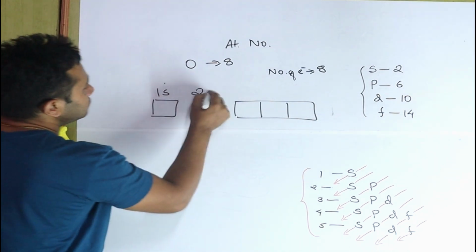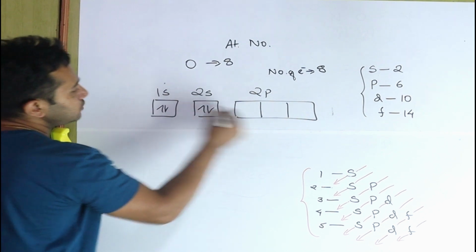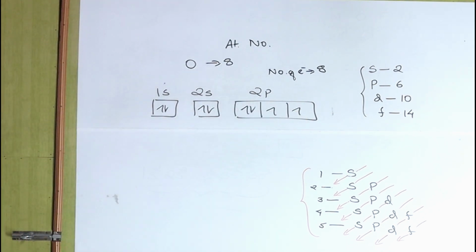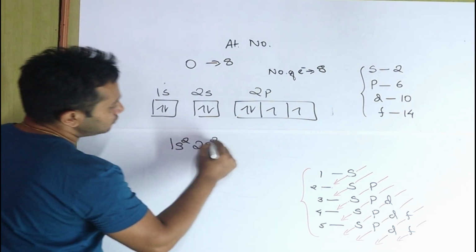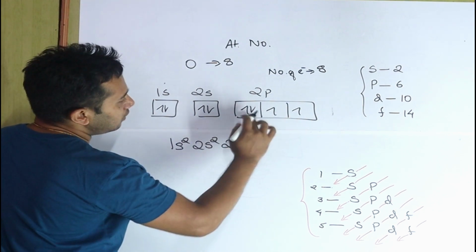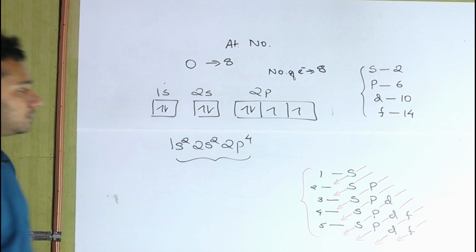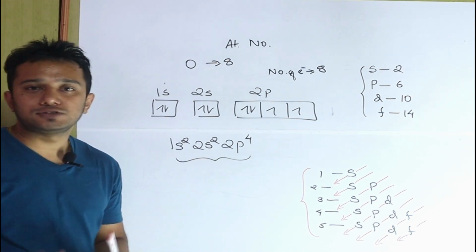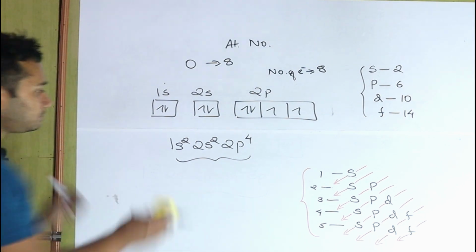So 1s, 2s, 2p. There are 8 electrons. 1, 2, 3, 4, 5, 6, 7, 8. So the electronic configuration will be 1s2, 2s2, 2p4. So this will be the electronic configuration of oxygen: 1s2, 2s2 and then 2p4.